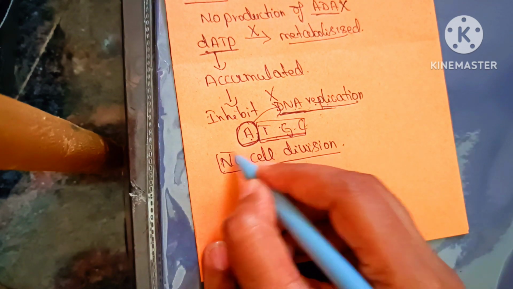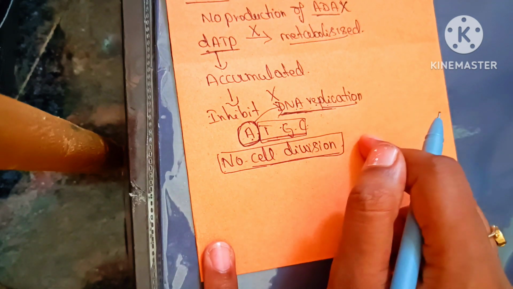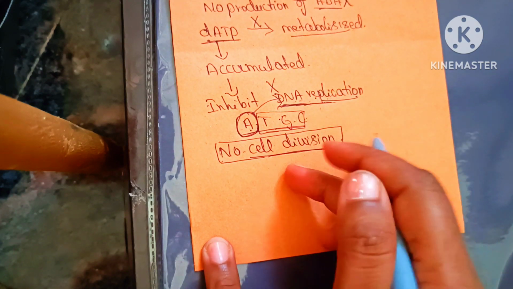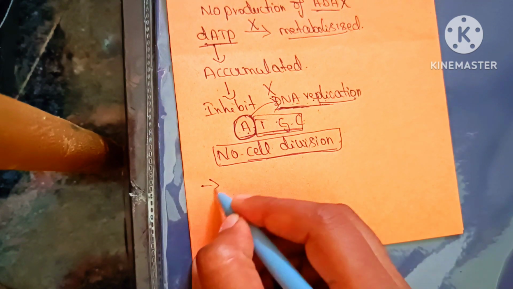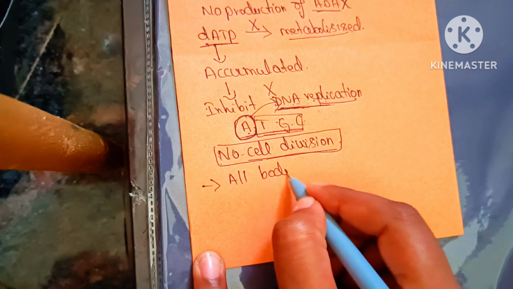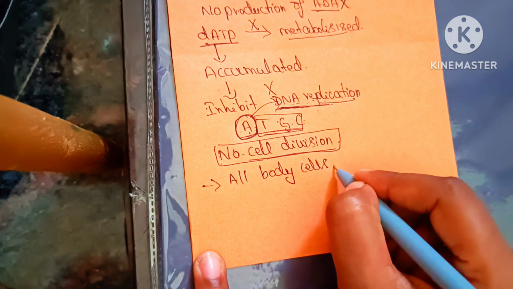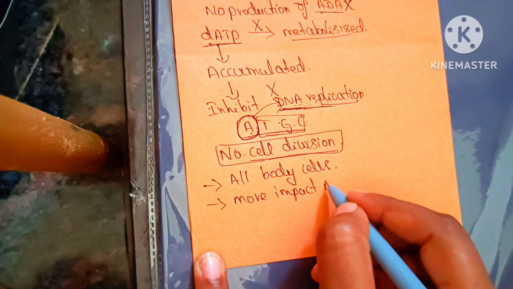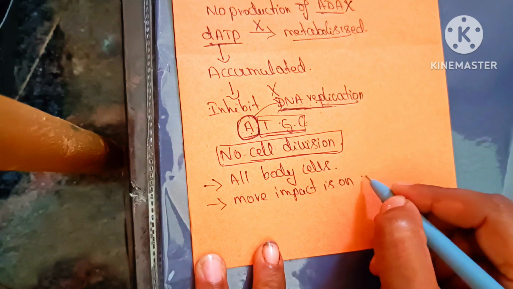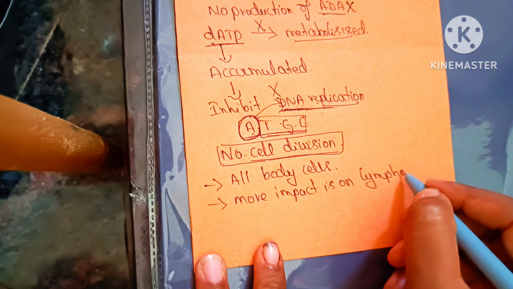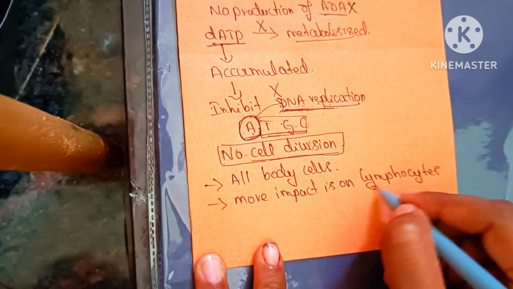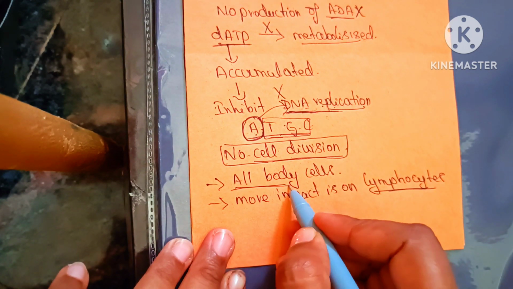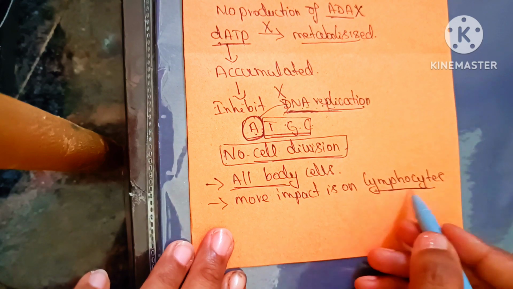Then you may ask the question, why are you particularly talking about lymphocytes, not generally about all the cells? Remember, ADA deficiency will affect all body cells, but the more impact is on lymphocytes. So that's why we are focusing on it. Of course, it will affect all the body cells, but the more effect is seen on lymphocytes.